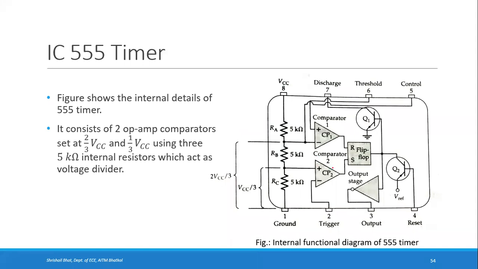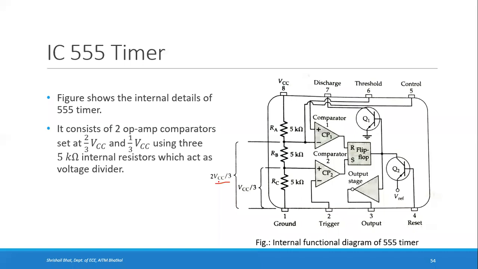Then we have two comparators. The comparator circuit we have seen in op amps, right? Two comparators are present in the 555 timer. All these things are built into the IC. We are not going to connect them externally. It's available in the form of a chip, and inside that chip all these things are present. They are put there during manufacturing.